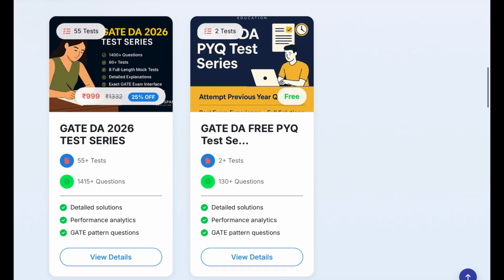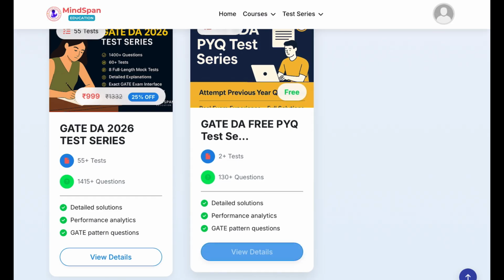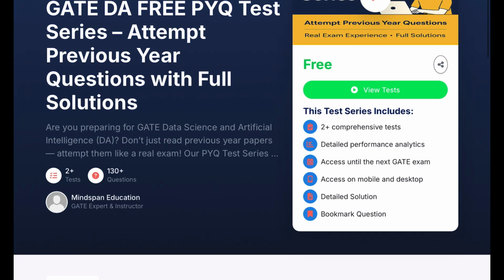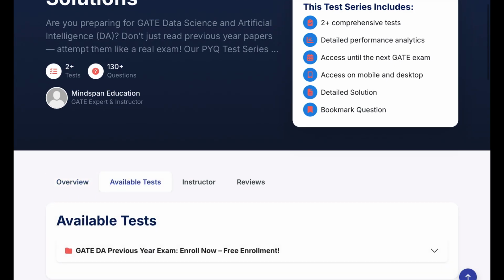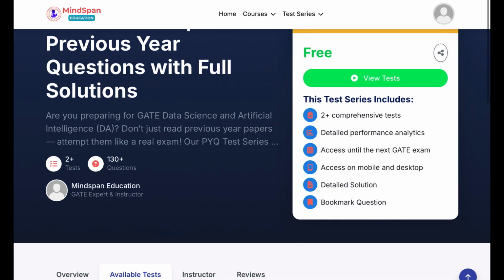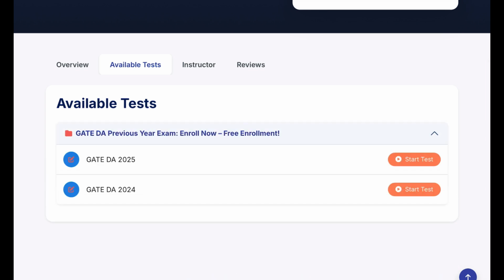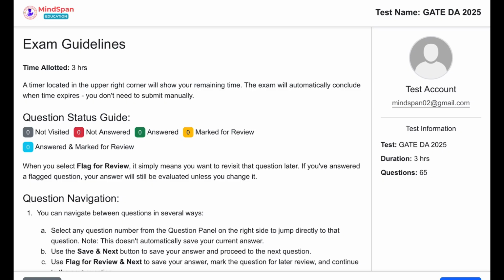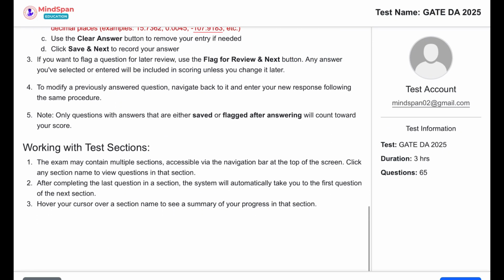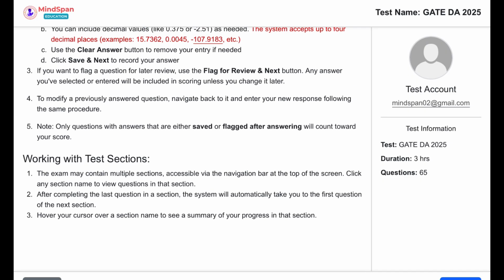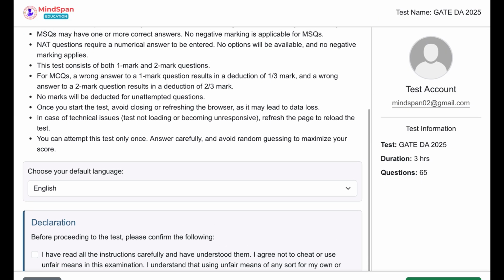Okay, let's look at this section where we have this GATE free PYQ test series. You can just click on view details, and under the available tests you will first have to enroll, and enrollment is free. You will not be paying anything for that. You see we have here GATE DA 2024 and 2025. Click on start test, and you will be able to attempt it like a test series. Start test, click on the declaration, and I am ready to begin, right?